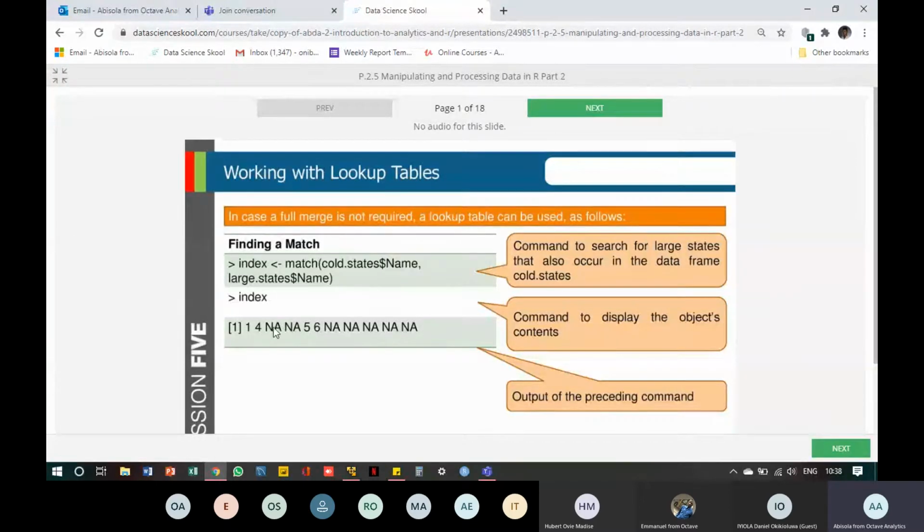So this result, which we might not properly understand at the moment, tells us that rows 1, 4, 5, 6 are cold states and large states at the same time, while the others are not. These other ones are just large states. They are not cold states. So match does it from the back, like it checks it from the back. It checks which large states are cold states. So it reads the command from the back.